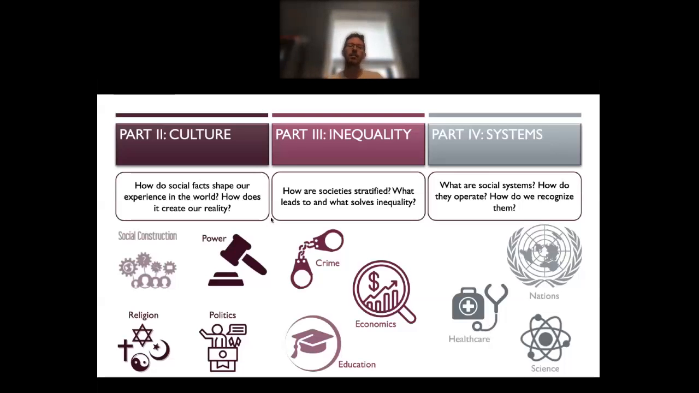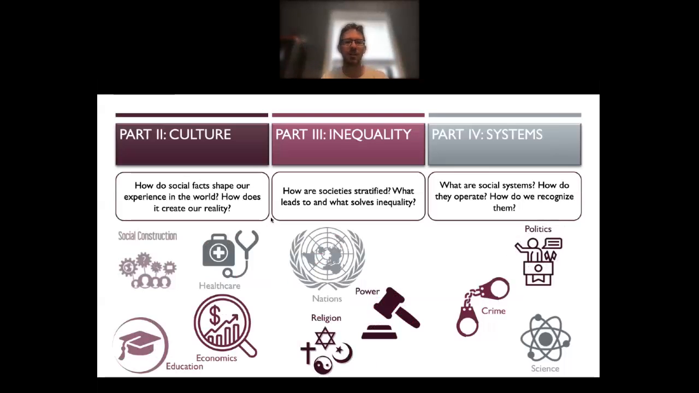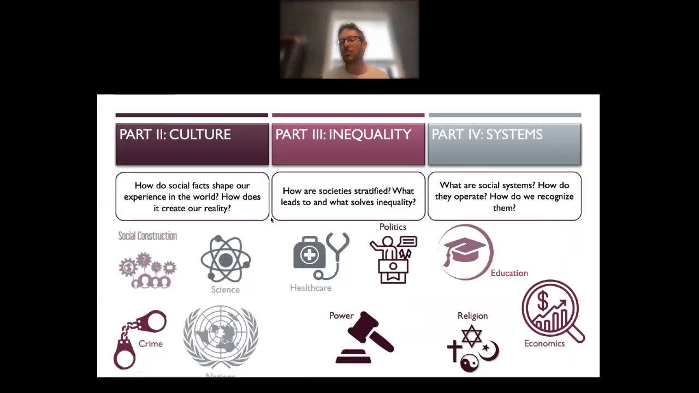Now, this does not mean that you can only see religion as a cultural aspect or politics as a cultural aspect and not in how they affect inequality or how they operate as systems. Culture, inequality, and systems are all operating at the same time. So we could actually switch a lot of these topics into other areas. We could look at education, economics, and healthcare as constructing our reality. We could look at the inequality perpetuated or solved by religion, power, and nations. And we could look at the social systems of politics, science, and crime. We could switch it up even more, right? We could look at the systems of education, economics, and religion, the inequality perpetuated or solved by healthcare, power, and politics. Or we could look at the culture that shapes our reality by science, nations, and crime.